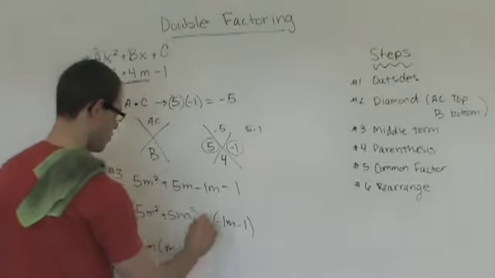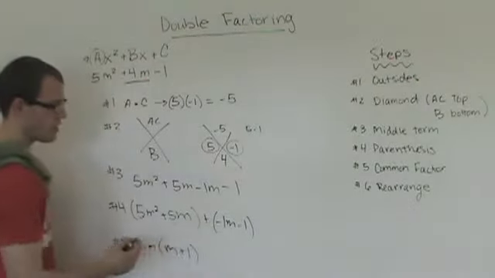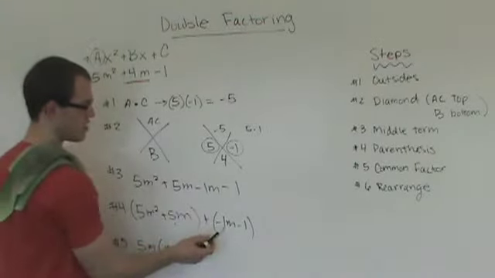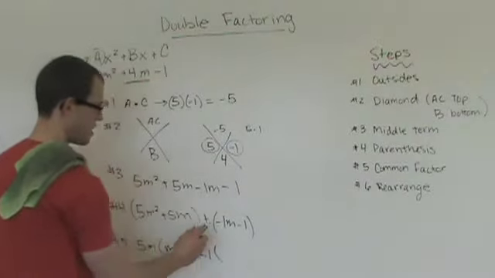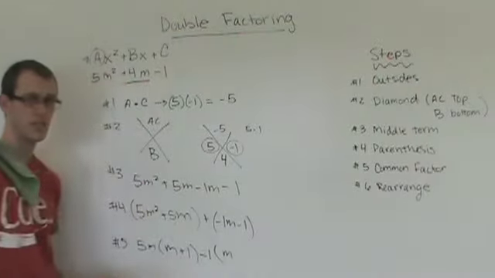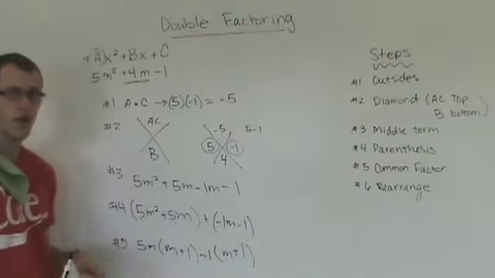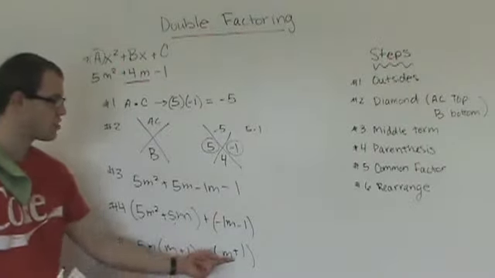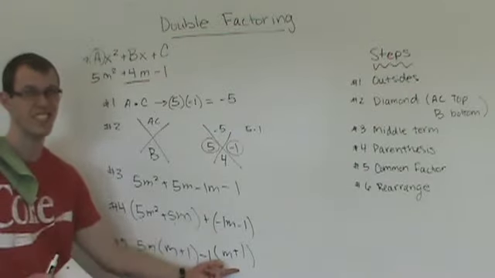Excuse me, actually I'm not going to do that. What can I take away from this bottom term, this second term, that each has? Well, each has a negative 1, so I'm going to take away a negative 1 and put that on the outside. If I take a negative 1 away from the first term, I'm just left with m. If I take a negative 1 away from the second term, I'm going to be left with a plus 1. Notice, when you do this correctly, both things in parentheses should be the same. I have an m plus 1 and I have an m plus 1. They're both the same. That means I did it correctly.